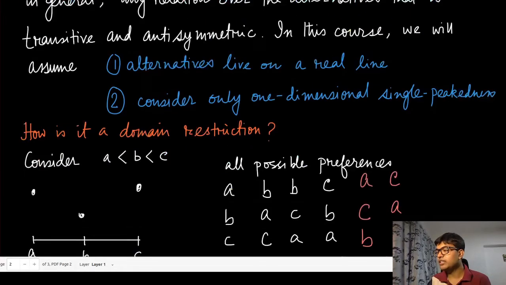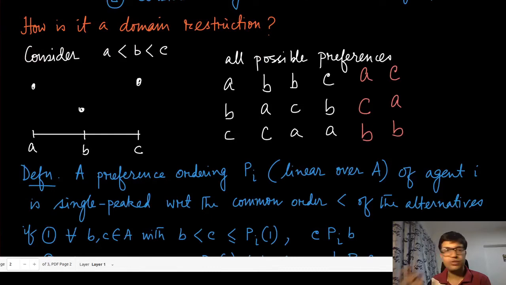Okay, so how is it a domain restriction? Let us discuss a specific example to understand why. Without loss of generality, let us assume that A is the leftmost position, B is the second left, and C is the last one on the rightmost position. In the Gibbard-Satterthwaite setting, where we allowed all possible preferences over these alternatives, you would have had 3 factorial possibilities, which are all listed here.